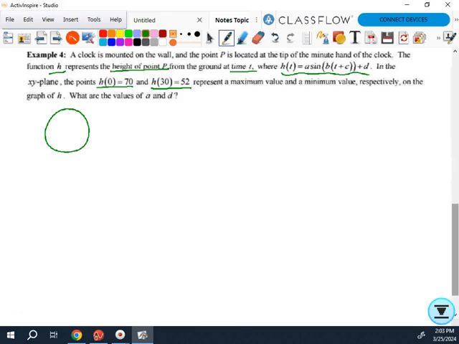This is my clock, or my motor, or whatever is spinning, my merry-go-round. They're all going to be some sort of circle going around here. This says this is a maximum and a minimum value, respectively. So the maximum distance from the ground is going to be right here. This point is 0, 70.